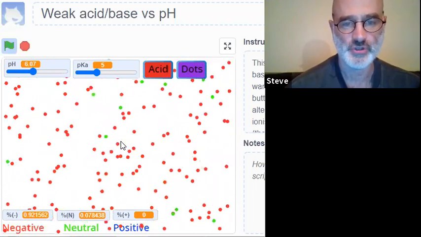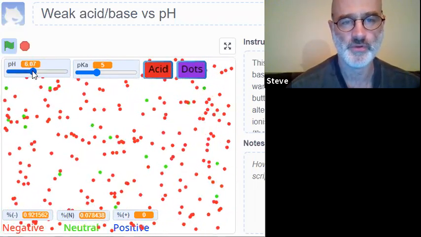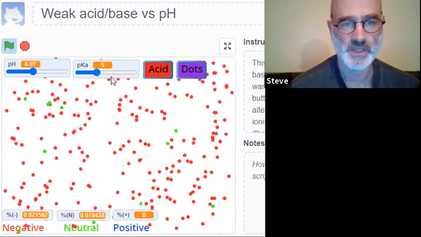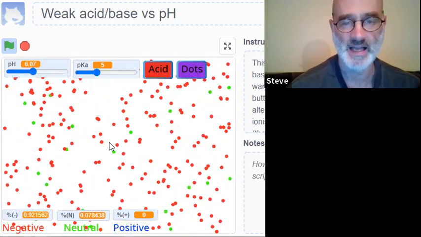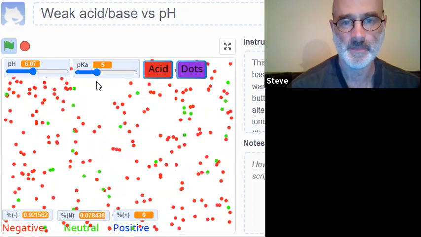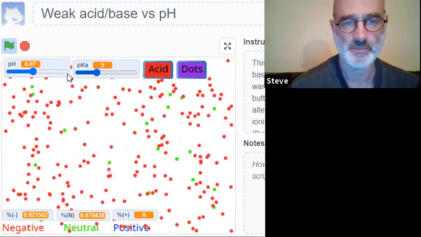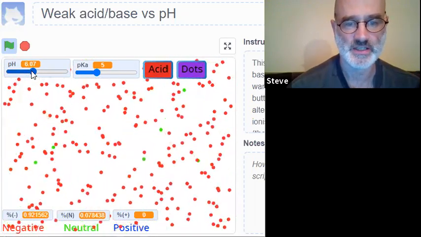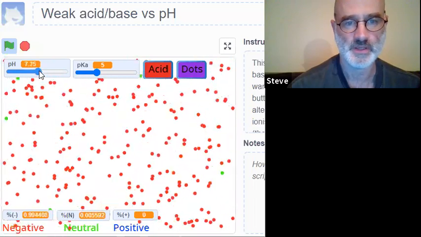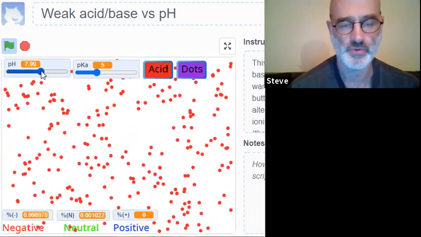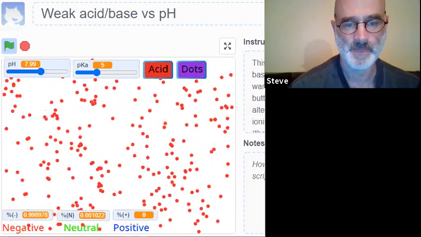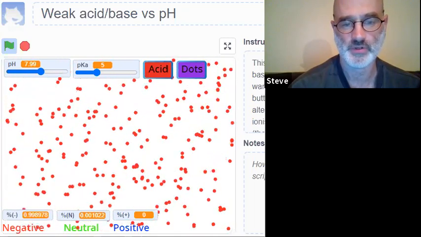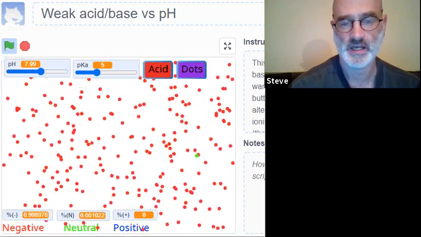We've got different controls up at the top: a slider bar that will control pH, and a slider bar that will control pKa. What we have here is an acid diffusing around the solution, and the acid has a pKa of 5, and the pH of the solution is 6.07. As I make the pH a little bit stronger, it goes almost completely to the negative ion, which is in red, and that's indicated down the bottom, where negative is red, neutral is green, and positive is blue.